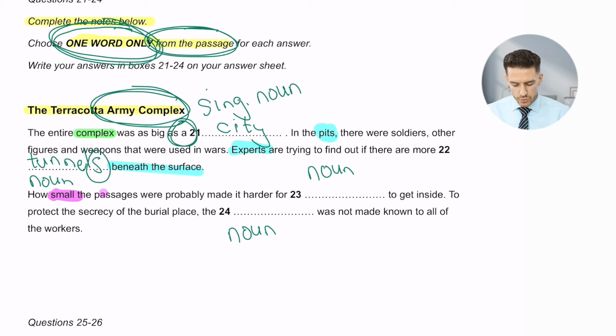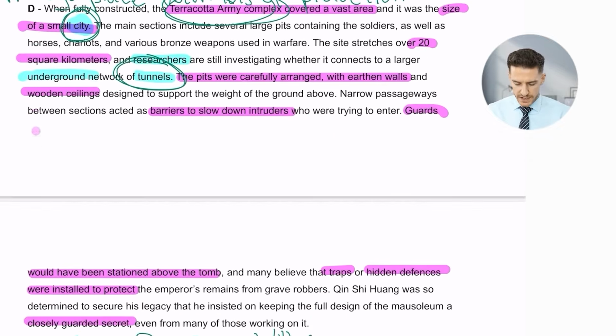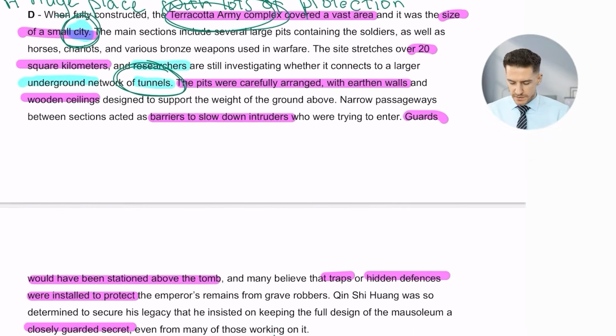How small the passages were probably made it harder or maybe difficult or challenging for something to get inside. So for this one, we're looking for a noun that's trying to get inside. So let's see if we can find that. Let's go back up to paragraph D. Okay, the pits were arranged, okay, narrow passageways between sections acted as barriers. Okay, it says slow down. So that could be what we are looking for.